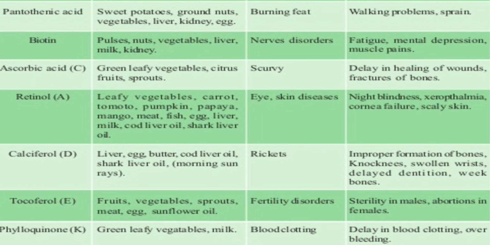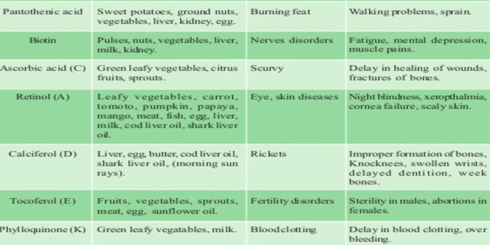Now coming to next, vitamin D. That is calciferol. So what are the sources of this vitamin? Liver, egg, butter, cod liver oil, shark liver oil. That is morning sun rays. This is the cheapest vitamin. That is, you get it directly from the sunlight. So what is the disease caused due to deficiency of vitamin D?